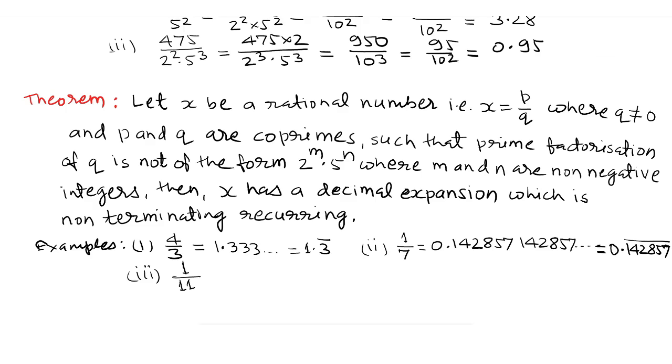Our third example is 1 upon 11. This is again not of the form 2 to the power m into 5 to the power n. That is, the denominator is not the product of 2 or 5. Then we get 1 upon 11 as 0.0909. This continues, which is equal to 0.09 bar. This is a non-terminating recurring decimal.